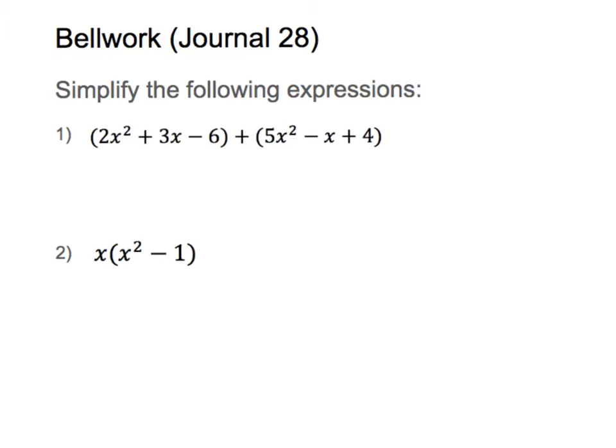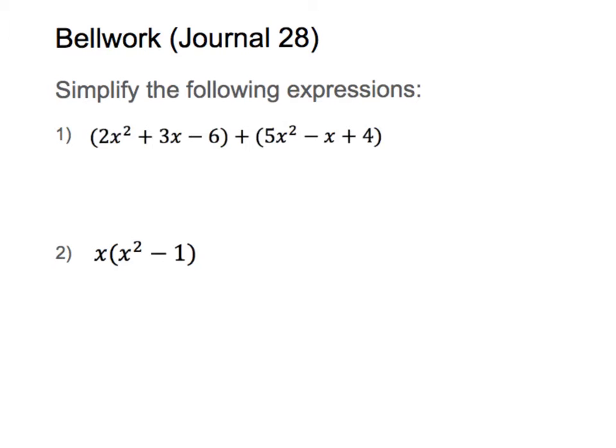All right, so we're in journal 28 here, and I'm going to start us off with a problem where we're just simplifying expressions. So like this first one here, we're adding both of these parentheses together, so you want to combine like terms. Like x squared with x squares are considered like terms, so you can add the coefficients together.